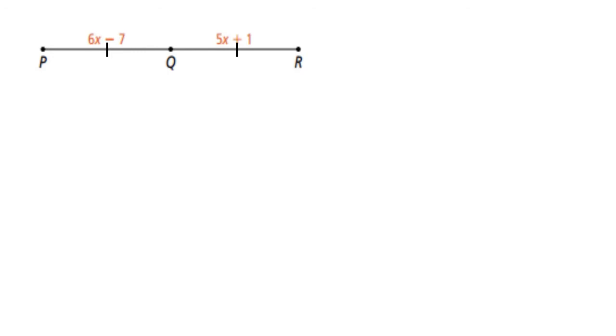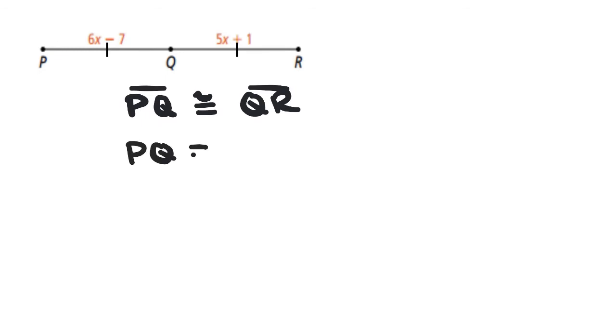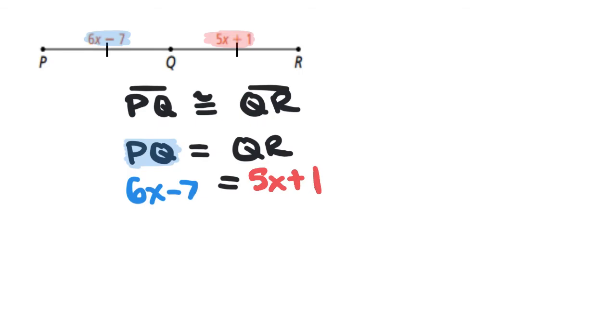So in this problem, from the diagram, we can conclude that PQ is congruent to QR. Now, if these two segments are congruent, this allows us to say that the length of PQ equals the length of QR. So if I know the PQ is represented by 6x minus 7, it should be equal to QR, which is represented by 5x plus 1.